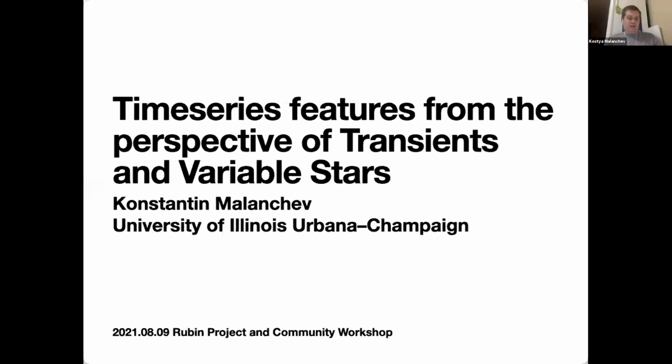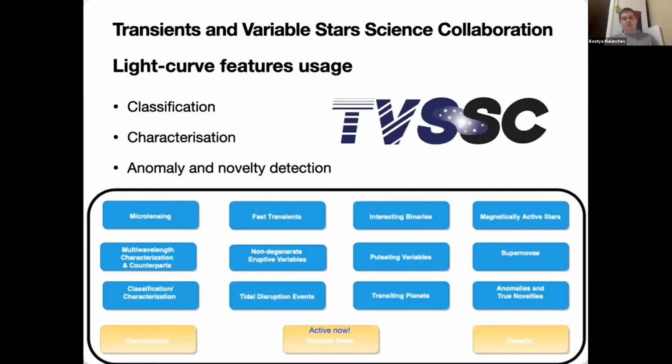Right. So hello, my name is Kostya Malanchev, and I'm presenting the time series view from the point of the Transients and Variable Stars Science Collaboration. The collaboration covers a lot of aspects of the variable sky, not only transients and variable stars, but also microlensing events, for example, or tidal disruption events. So it covers all variable stars, things from our galaxy to extragalactic things.